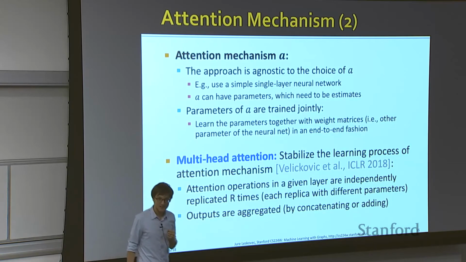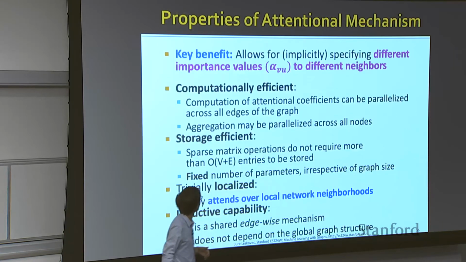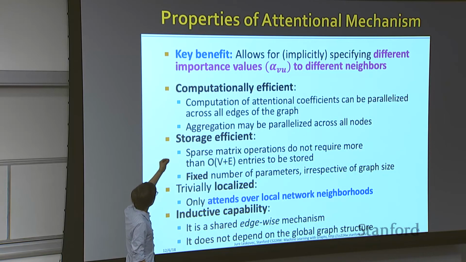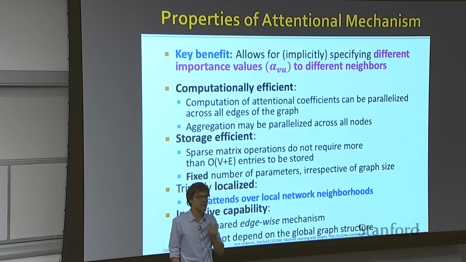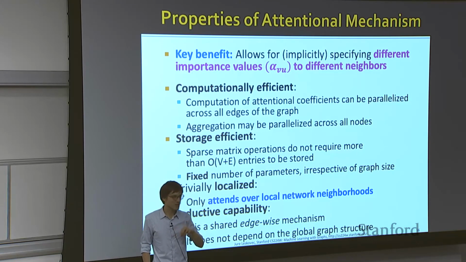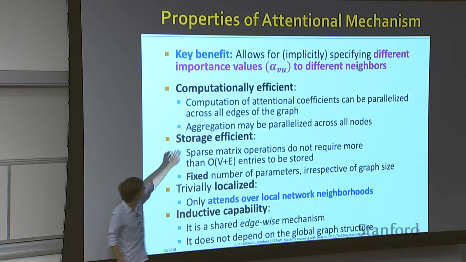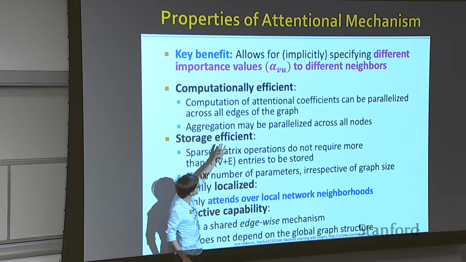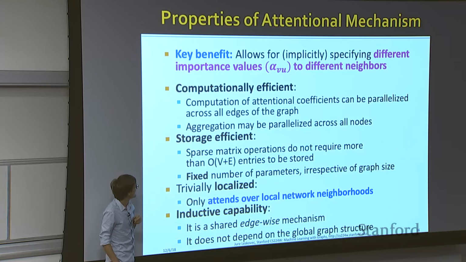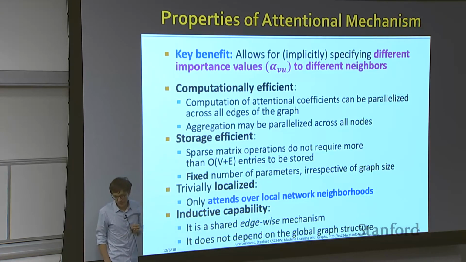So what are some key benefits of this, and why would you want to use these weights on the edges and learn them? This allows us to learn or specify different importance values for different neighbors. And these importance values can be learned based on the feature representations or the messages that these neighbors are sending to you. This is computationally efficient because the computation of this attention mechanism can be parallelized, and aggregation may also be parallelized across all the nodes of the graph.